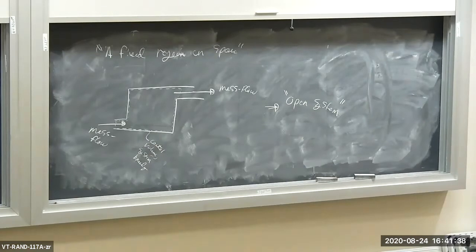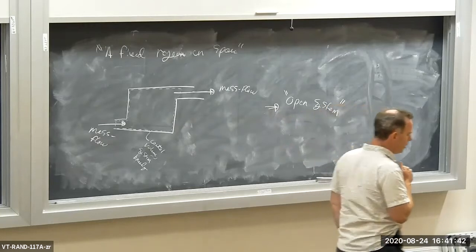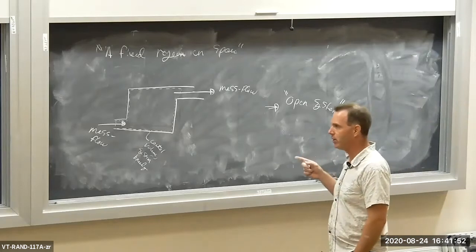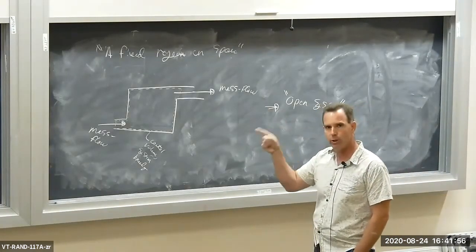If you are asking why this is important, it turns out that the conservation of energy, conservation of mass, conservation of momentum, conservation of entropy, all these conservation equations are different. They take a different form when you have an open system versus a closed system.